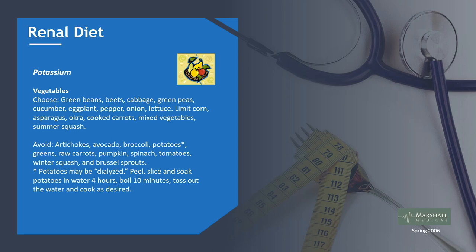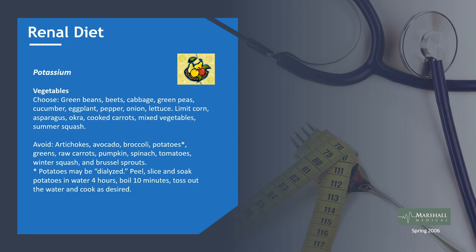Potassium. For vegetables, choose green beans, beets, cabbage, green peas, cucumber, eggplant, pepper, onion, lettuce. Limit corn, asparagus, okra, cooked carrots, mixed vegetables, and summer squash. Avoid artichokes, avocados, broccoli, potatoes, greens, raw carrots, pumpkin, spinach, tomatoes, winter squash, and Brussels sprouts.